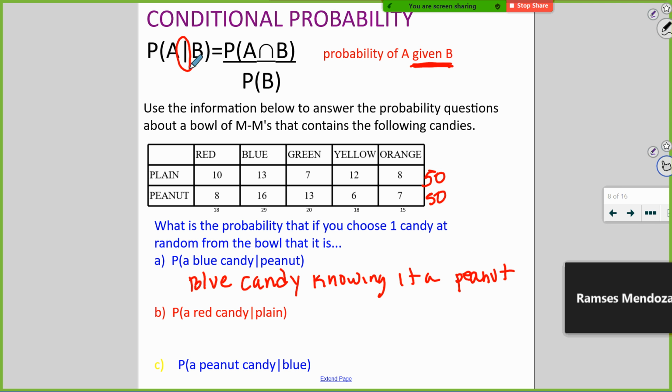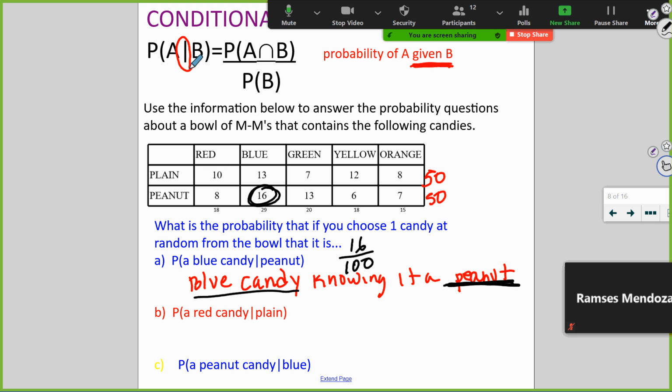That'll be 16 over 100, so then that'll be 0.16. So close, so close. You said 16 over 100. You are really, really close. Does anybody want to try another guess? Again, a blue candy, knowing that it's a peanut M&M. So I'm going to think Ramses picked 16 because that's how many blue peanut M&Ms there are, right? But how many just peanut M&Ms?